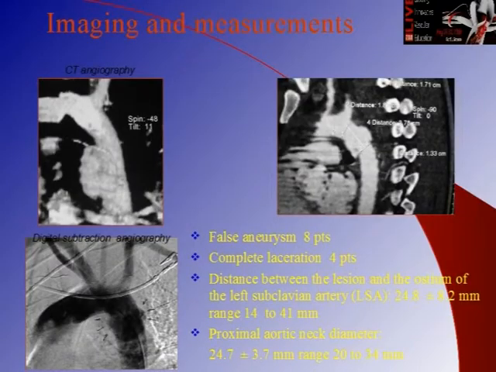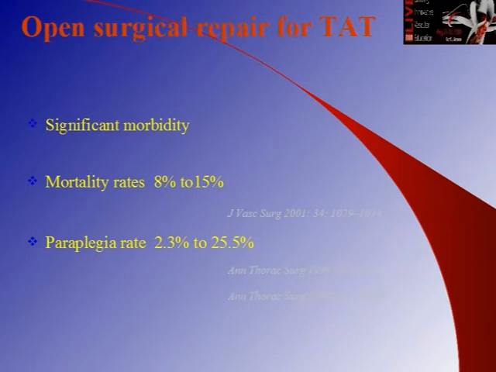The gold standard of diagnosis is CT angiography, which is useful for appropriate measurements, such as the diameter of the thoracic aorta proximally and distally of the site of the transection, and the distance from the left subclavian artery to the transection. The open surgical repair of aortic transection has a mortality rate above 10% and significant paraplegia rates.